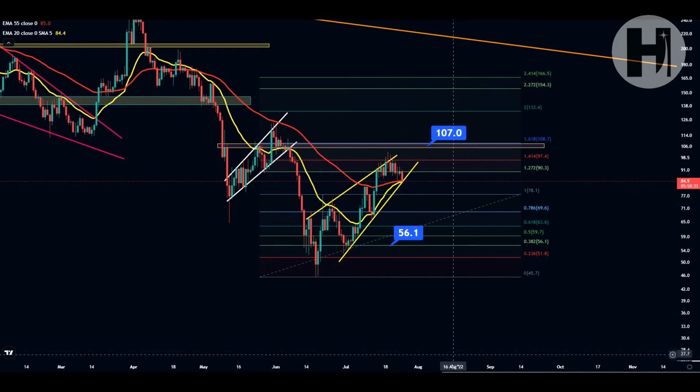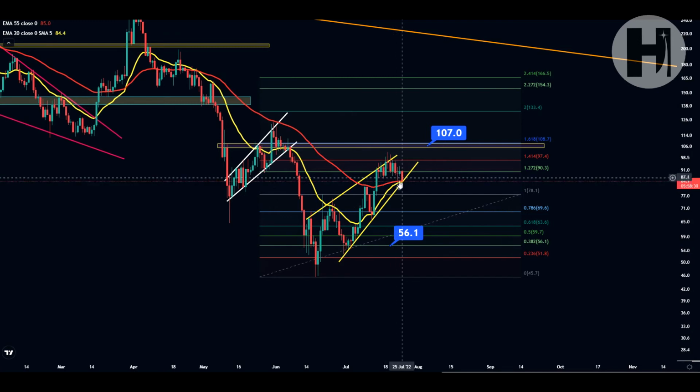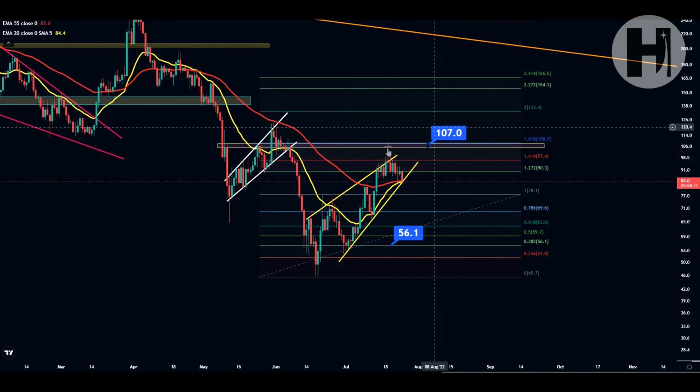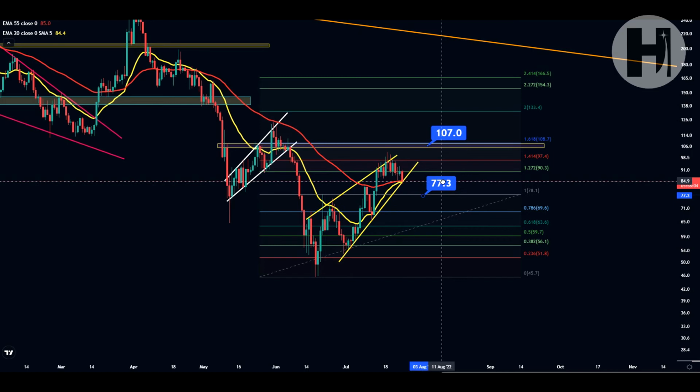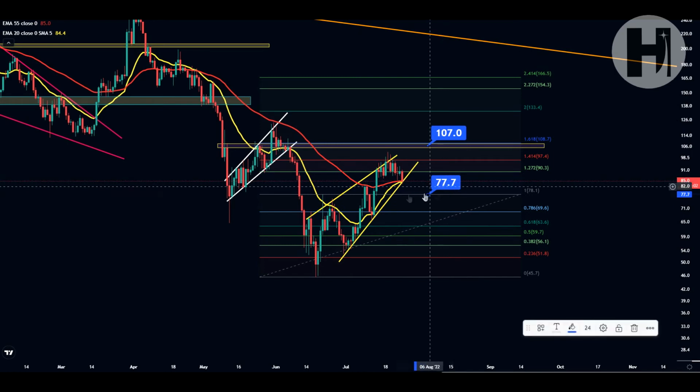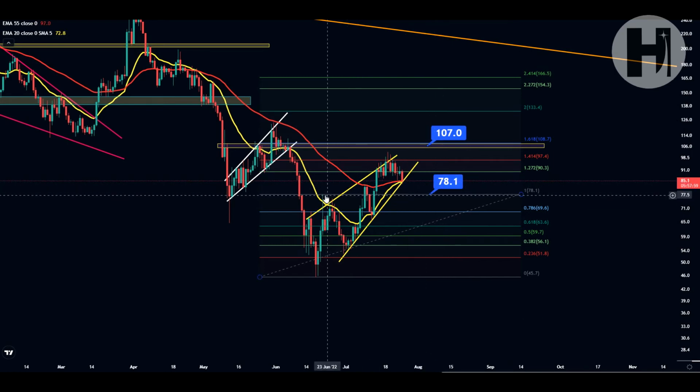As you can see, the 20 EMA almost crossed above the 55 EMA, giving us a bullish cross. The red line is the 55, the yellow line is the 20 EMA. If the yellow crosses the red line, we have a bullish cross, and that is a very bullish indicator pointing towards the fact that we have flipped bullish, at least on the daily chart, and we could have more targets to the upside.